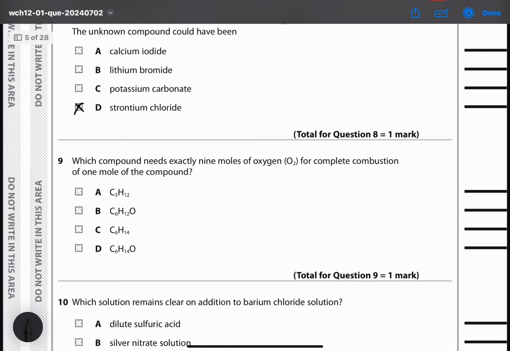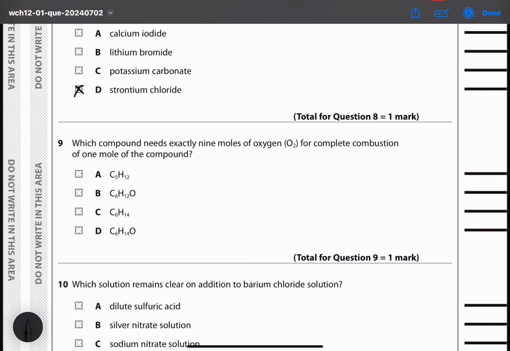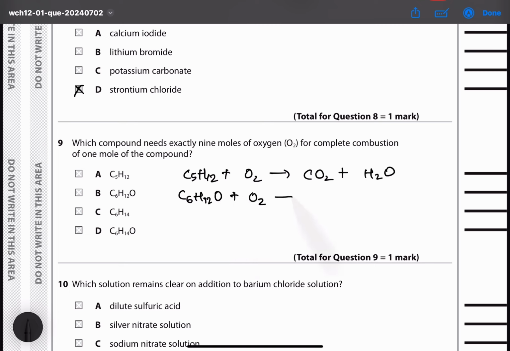Which compound needs exactly 9 moles of O2 for complete combustion of 1 mole of the compound? For this, we have to balance each of these equations first, and then after that, we need to look into it. So if we use the first one, C5H12 plus O2 gives us CO2 plus H2O. Let's first write down everything, then we will balance. C6H12O plus O2 gives CO2 plus H2O.